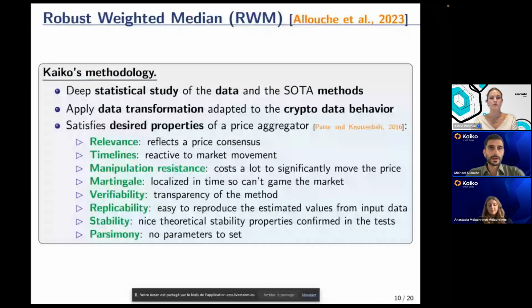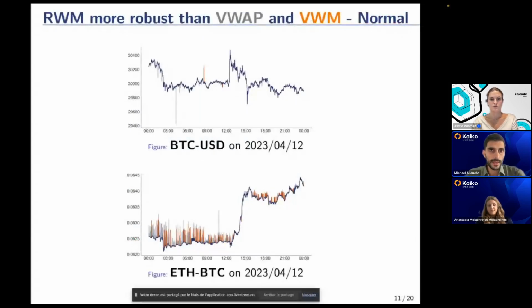So now let me illustrate the behavior of our estimator, RWM, against a VWAP in gray and a VWM in orange during normal conditions. First on the top, BTC USD, a very liquid pair. And here you can see what Anastasia just said: sometimes if you use a VWAP, you can have almost a 2% deviation from a kind of fair or center price. And this phenomenon, of course, can trigger some very undesired events in finance. So you can have this very big outlier for the VWAP and also this one for the VWM.